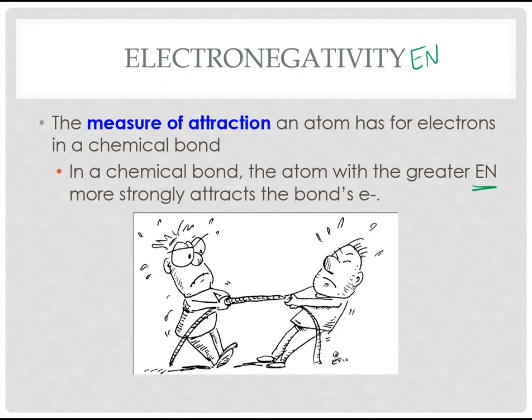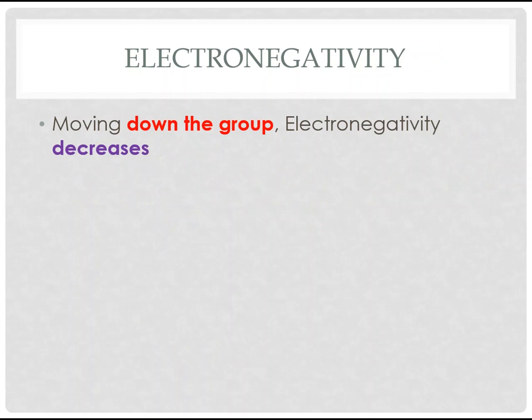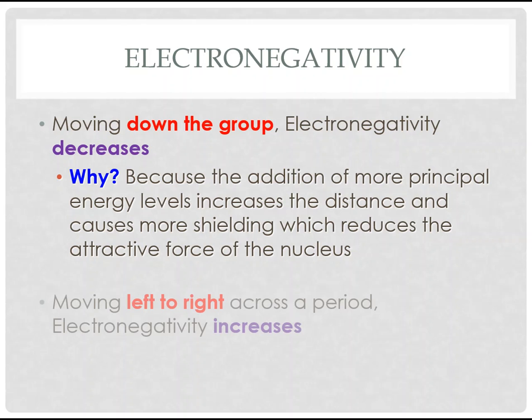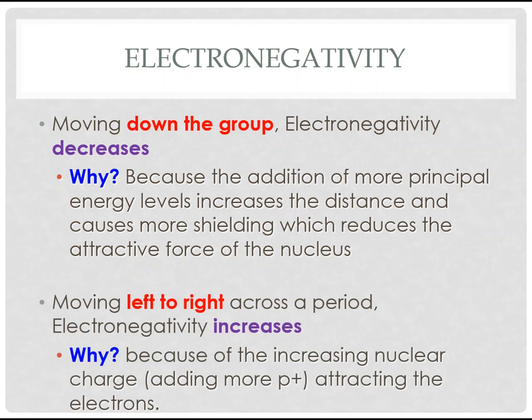Now, a couple of characteristics of things with high electronegativities. They're usually smaller atoms with a high amount of protons. So as you move down a group, electronegativity decreases. Why? Because the addition of more principal energy levels creates larger distance, more shielding, and reduces that attractive force of the nucleus. So once again, repetition here. Moving left to right across the period, electronegativity increases. Why? Because you're increasing the nuclear charge, adding more protons as you go across. Same deal, same reasons as all the other ones.